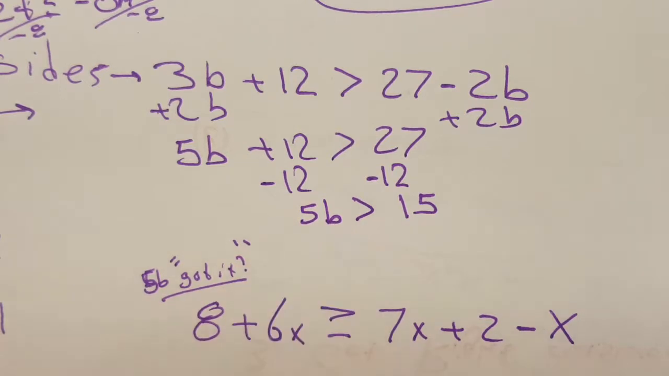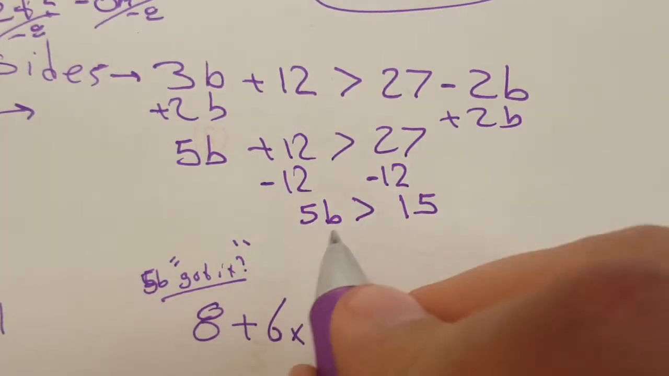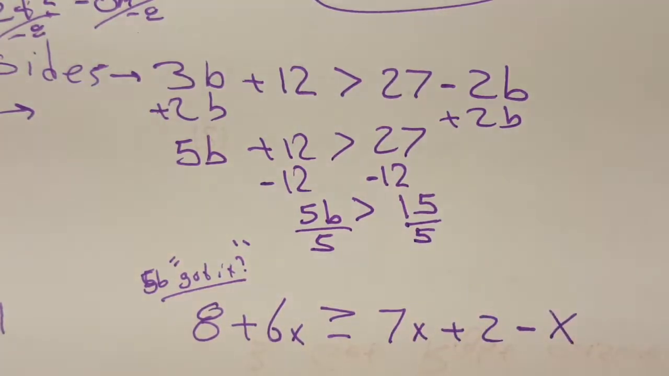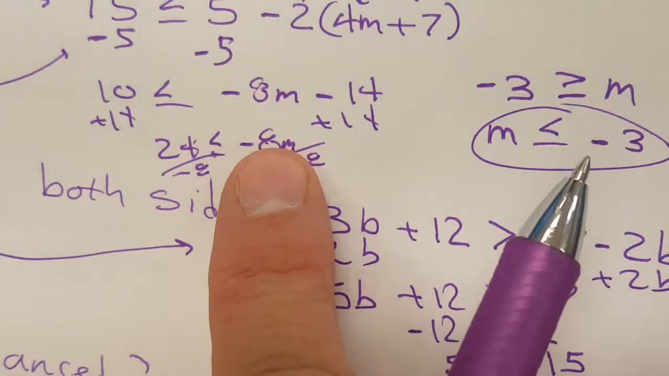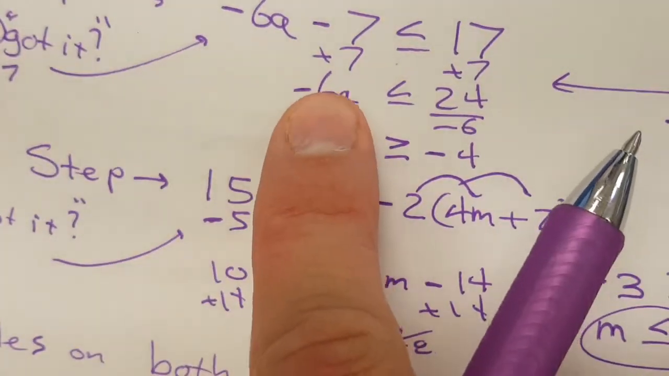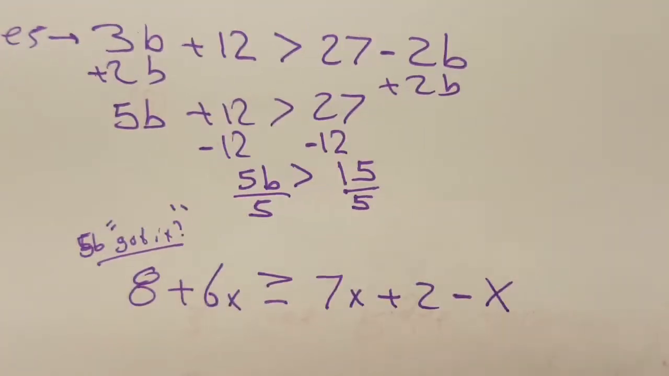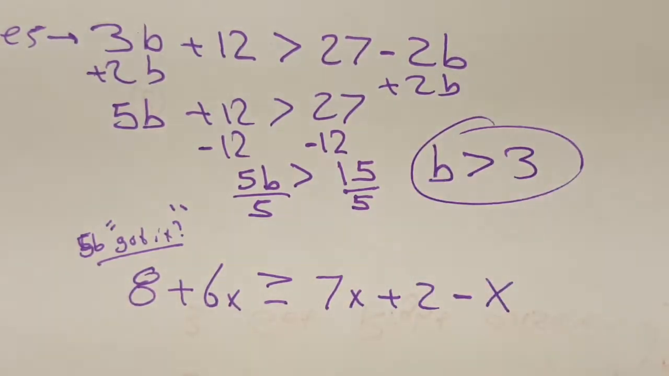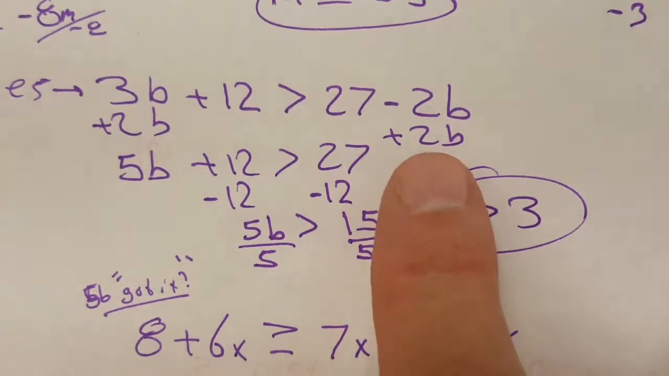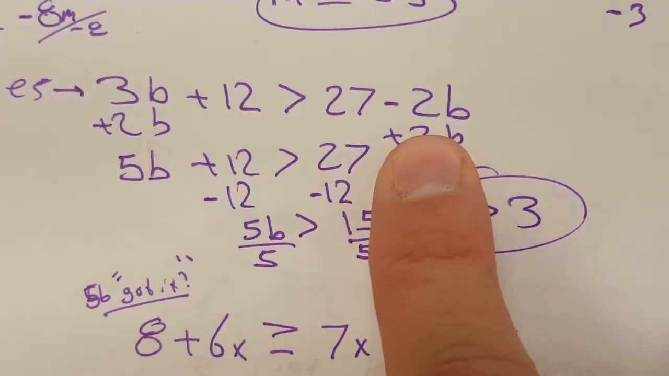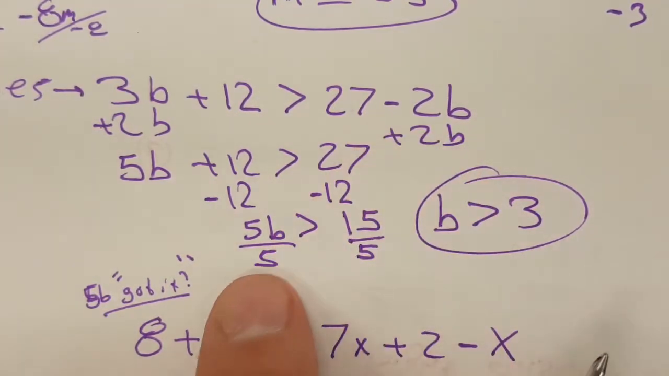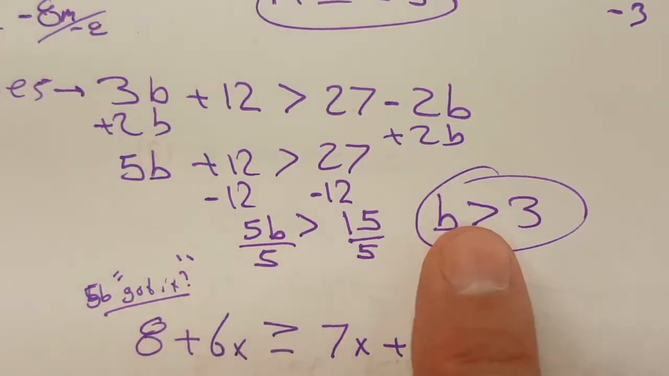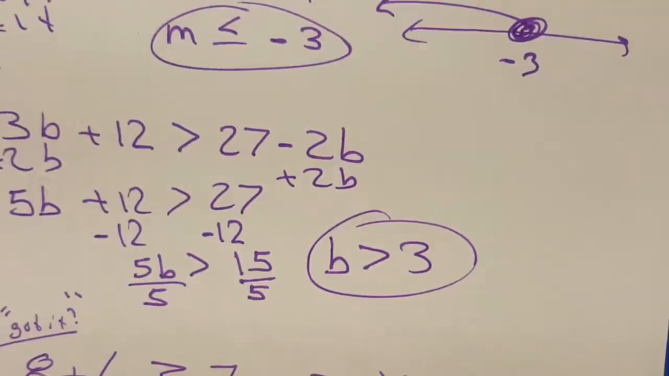If you have a positive variable left over, like in this case 5b, you never have to worry about flipping the symbol. The only time you got to worry about flipping the symbol is when you have a negative variable. Negative variable, we had to flip. Positive variable, we have absolutely zero concern about flipping our symbol. So if you always get rid of the smaller variable, you will always have a positive variable to deal with, and you never have to worry about flipping, ever. Okay?